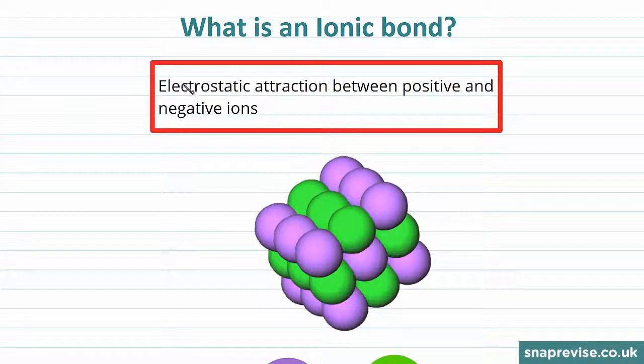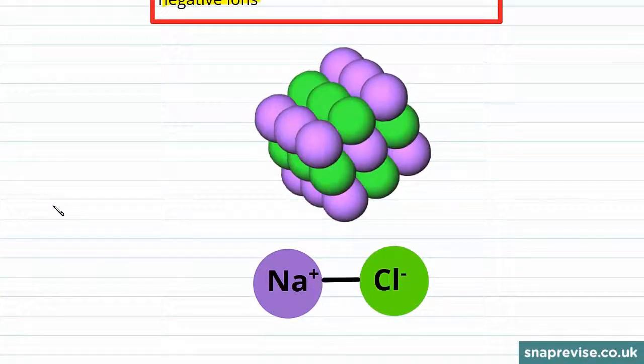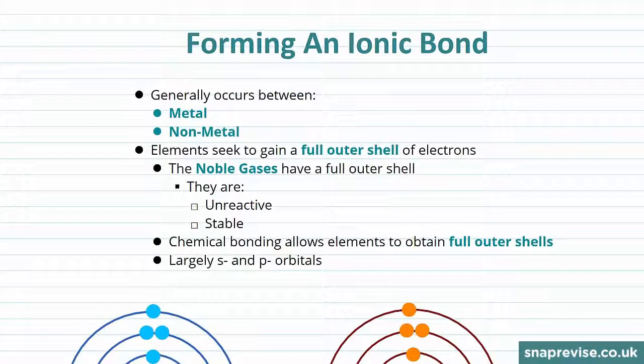Well, an ionic bond is the electrostatic attraction between positive and negative ions. And I've shown here an example of an ionic bond between a sodium ion, a positively charged sodium ion, and a chloride ion, a negatively charged chloride ion. So let's take a look at how ionic bonds like these are formed.